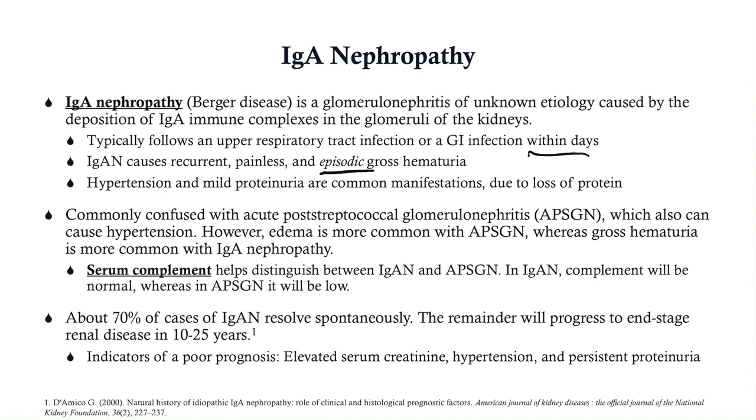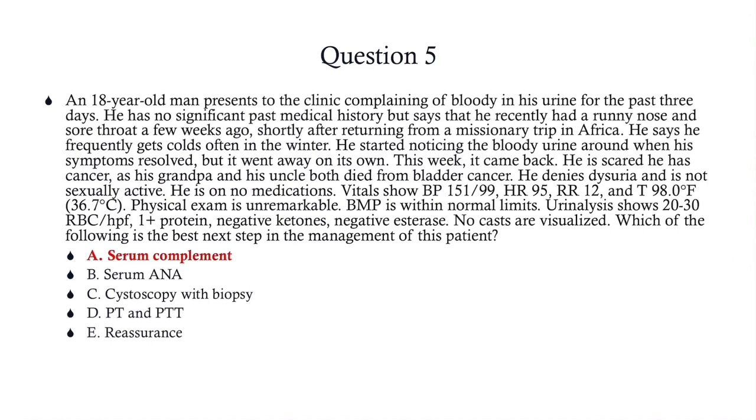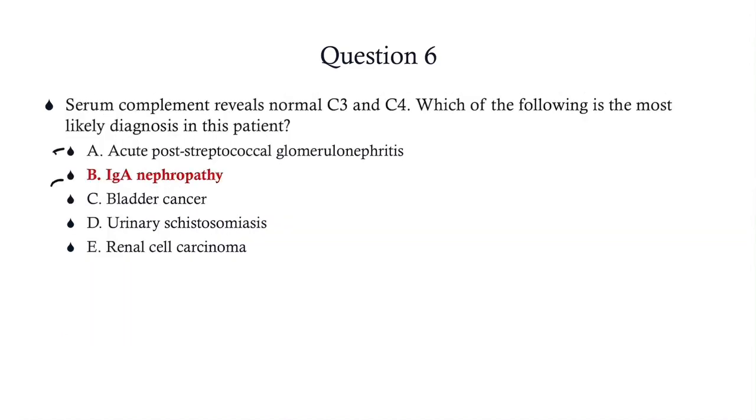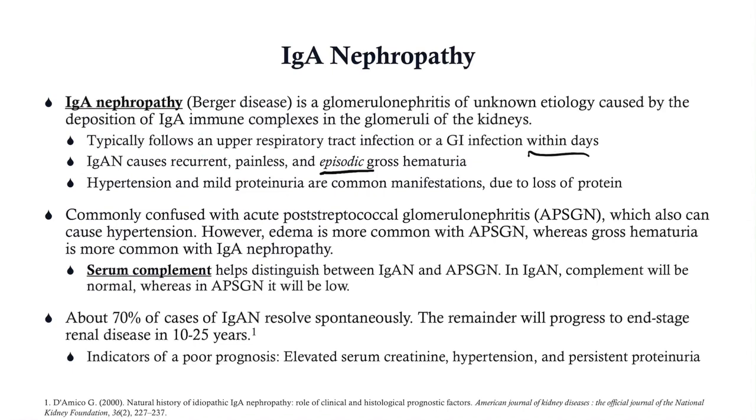All right, so about 70% of cases of IgA nephropathy are going to resolve on their own, and the remainder will progress to end-stage renal disease in about 10 to 25 years. Now, how do we know what the prognosis is? This is a question that can come up on your exam. I have seen it before. So, there are some indicators of a poor prognosis, and that would be an elevated serum creatinine, which we did not see in this patient, hypertension, which we did see. If you go back here, 151/99, that's quite high. And then persistent proteinuria. So we would want to follow this patient up with a urinalysis, check his blood pressure, and get renal function tests, because that will help us understand what his prognosis is.